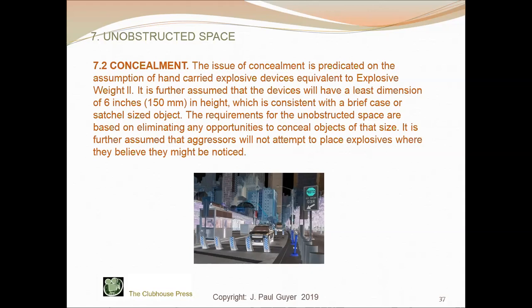And the assumption that is made in these standards is that the device that might be concealed will have a least dimension of 6 inches. And that is consistent with a briefcase or small suitcase. In this analysis, the requirements for the unobstructed space are based on eliminating any opportunities to conceal objects of that size. And it is in these standards further assumed that the aggressors will not attempt to place explosives where they believe they might be noticed, so they'll be concealed.